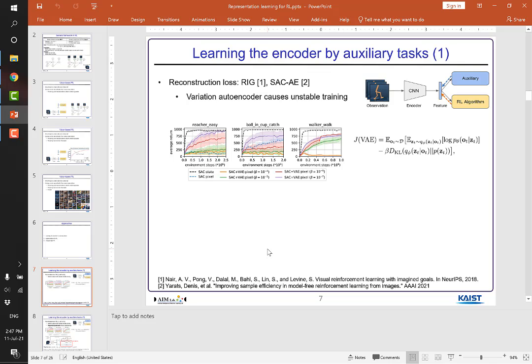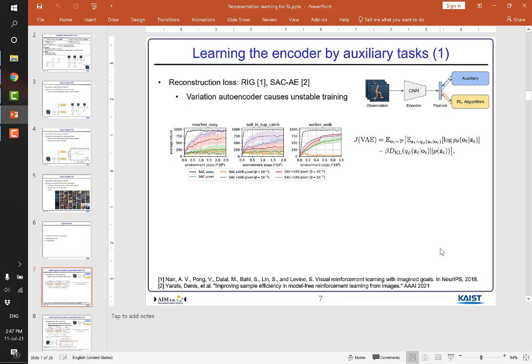First, a popular auxiliary task for this problem is using a reconstruction loss. Examples of reconstruction loss can be the variational autoencoder or the simple autoencoder. For the variational autoencoder, many previous works tried to use it, and they said that the variational autoencoder is unstable.